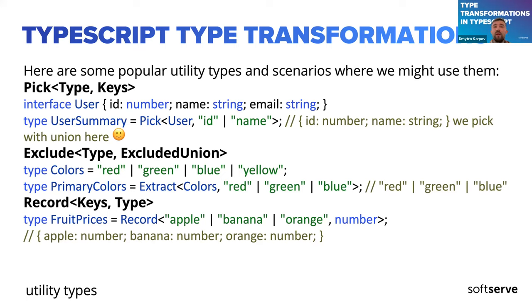utility type, which is Record. Personally, I'm often using the Record type. It's kind of a map, if you compare it to regular JavaScript. So what we can do with the Record utility type is provide the keys of the map, for example. In this example, it might be the union apple, banana, or orange, and we can provide the value type. Now we strictly set it to number. So any apple, banana, or orange is going to be a number.